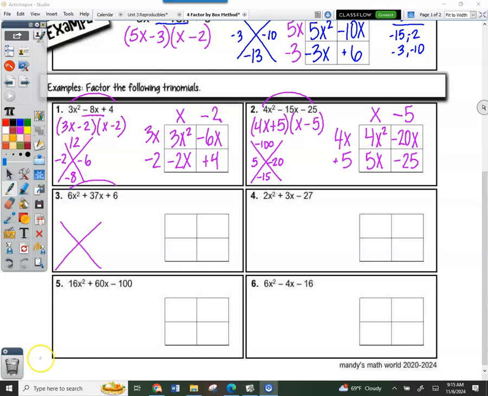I've already done all of these. So at this point, if you understand it, go ahead and take off with the questions. I'm going to walk through number 3. So it should be A times C. You got 36. B is 37. Now I need you to come up with the numbers on your own. What numbers could somehow combine and give me 37 that multiply to give me 36? Yep, 36 and 1.